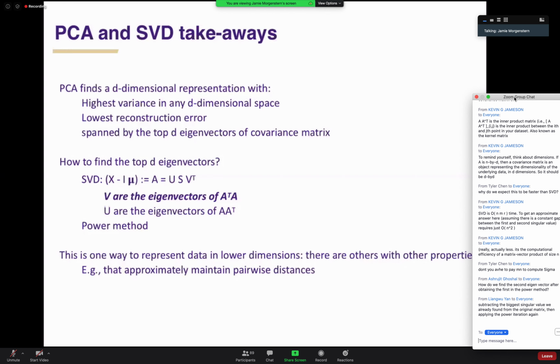Okay, this is one way to represent data in lower dimensions. There are many others, right? As I mentioned briefly, I think in response to Baraj's question, if you don't care about capturing the most variance or minimizing reconstruction error, but care about some other property of your projected data, you can instead think of other ways to project your data, linearly or non-linearly.